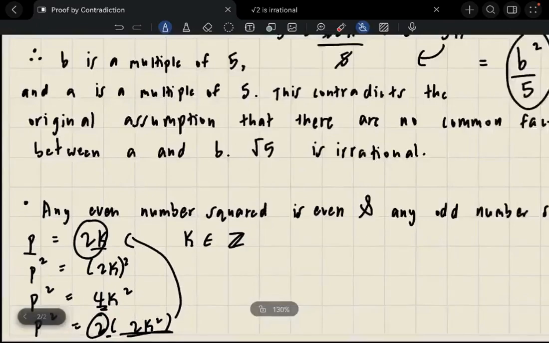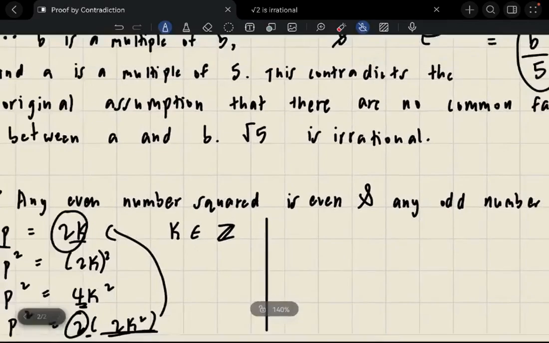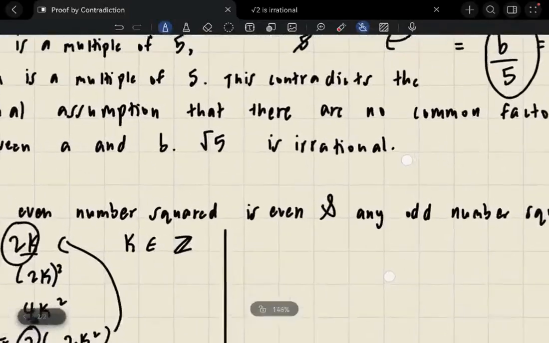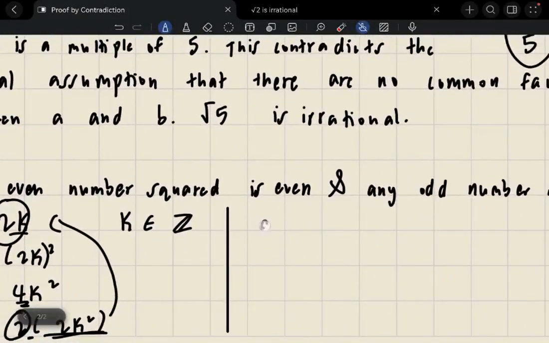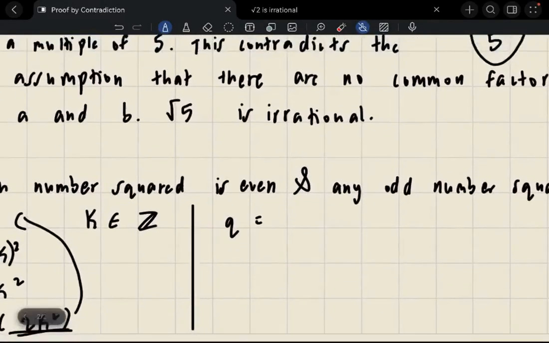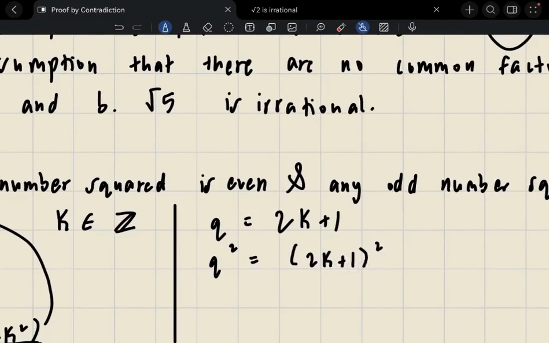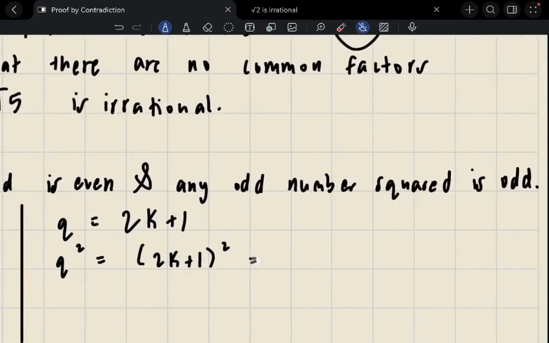So yeah, that's basically it. And then for odd numbers, it's basically the same thing. Instead of 2k, it's going to be represented by 2k plus 1, like I already did that here. So I'm going to take, let's say, q and make it 2k plus 1, and then square that. So I get q squared equals 2k plus 1 squared. And then when I open the brackets, you first square the first term, 4k squared plus 4k plus 1.